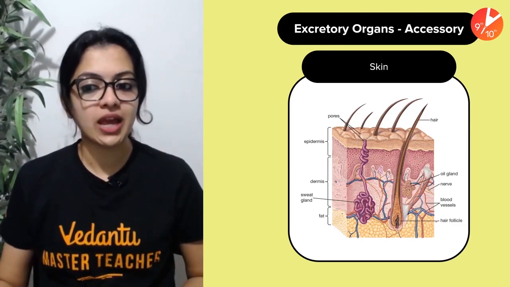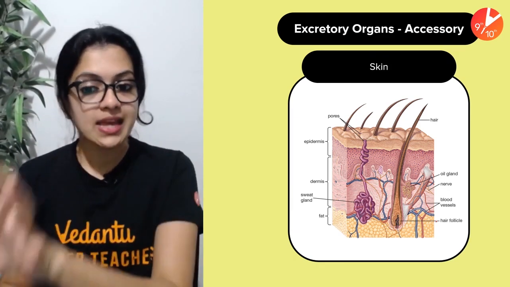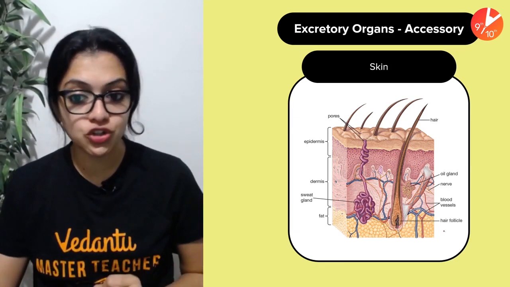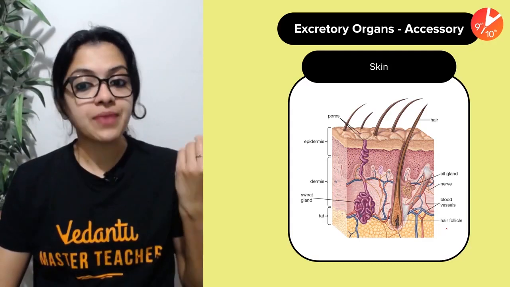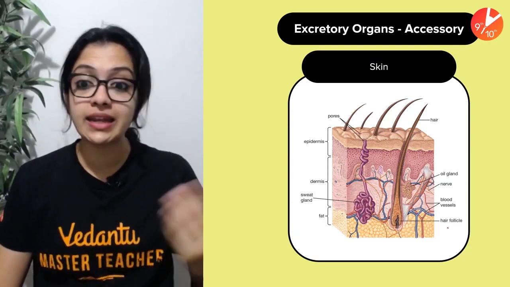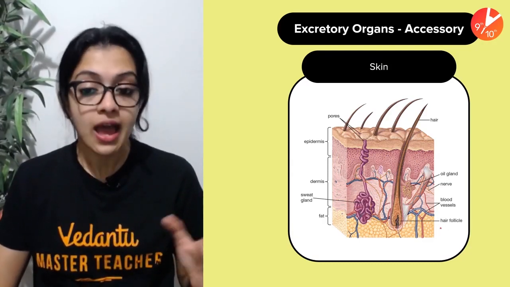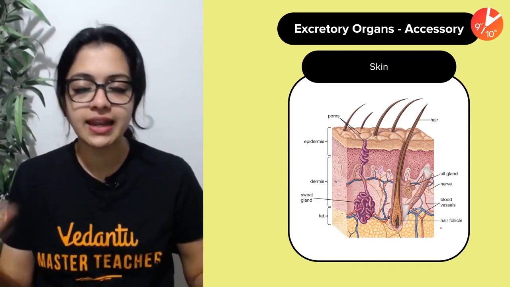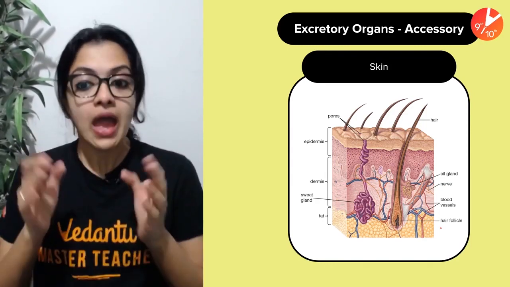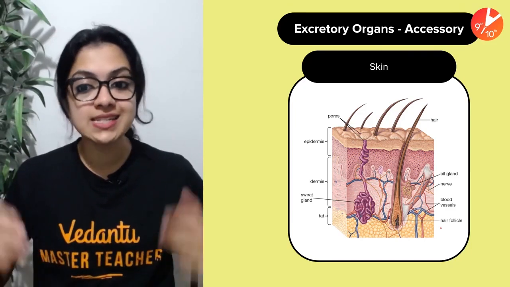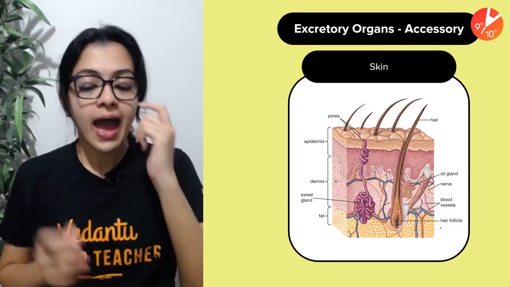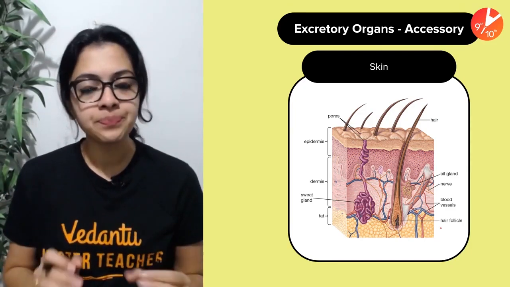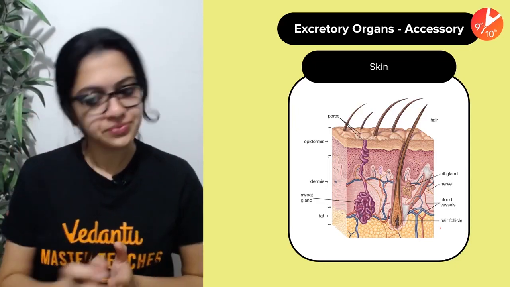Skin, of course, helps in the elimination of sweat. And this is what the cross section of skin would look like. It's a very important organ of our body, the largest organ of the body, in fact, apart from the liver, because the liver is the largest internal organ of the body. The skin is the largest external organ of the body, which acts as a very important barrier for protection.